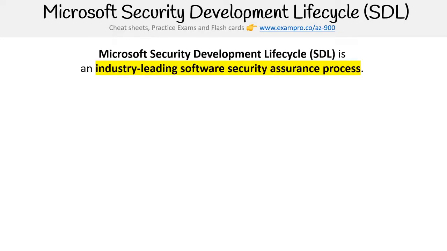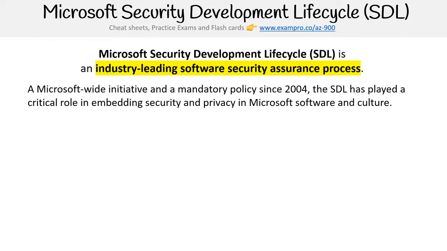We were looking at the Microsoft Security Development Lifecycle, also known as SDL, or some people might call it MSDL. So SDL is an industry-leading security assurance process, and it's a Microsoft-wide initiative and a mandatory policy since 2004. So that means Microsoft uses it because they made it. The SDL has played a critical role in embedding security and privacy in Microsoft software and culture.